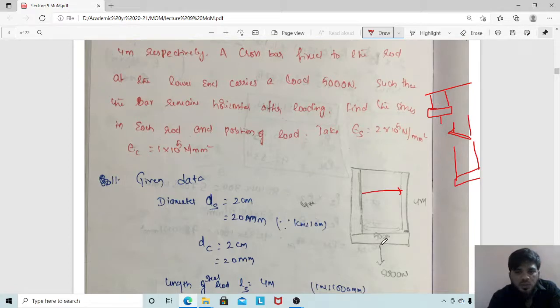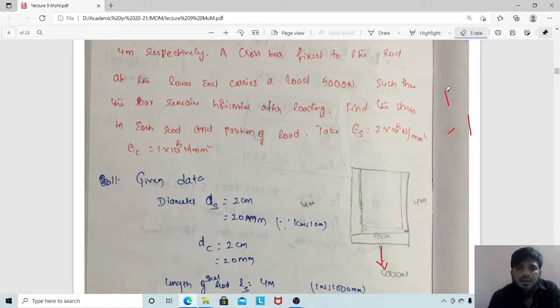So where should this 5000 newton load act in this 50 centimeter length? Should it act below this rod or below this one? It should act where you do not get the deviation of the crossbar. That is their aim. So first of all, you have to calculate the loads acting in each rod. Then you can identify the position by doing simple mechanics.